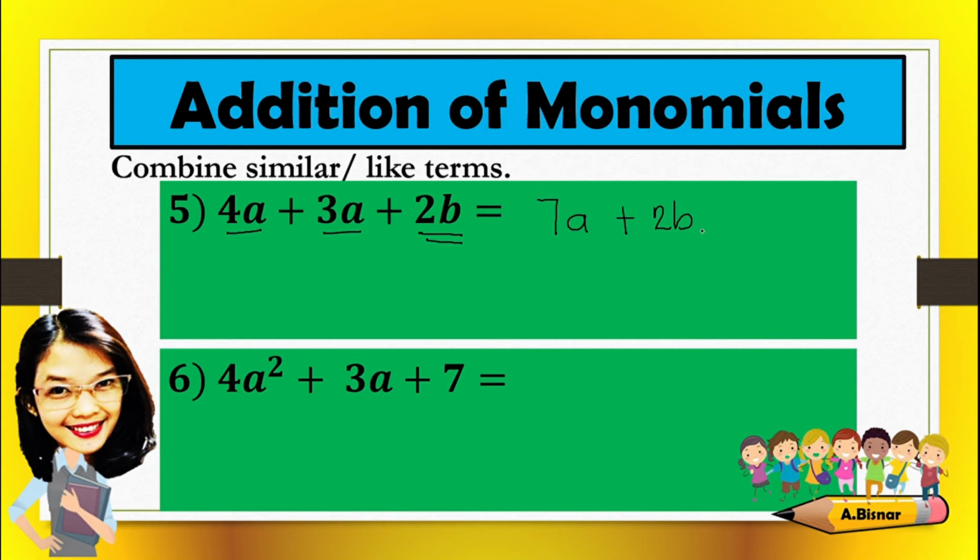Another, for number 6, 4a squared plus 3a plus 7. Are there similar terms? Observe a. They're both a. However, their exponents are not the same, which means to say that they are unlike terms. And if they are unlike terms, we cannot combine them. And if we cannot combine them, then the answer is still 4a squared plus 3a plus 7.